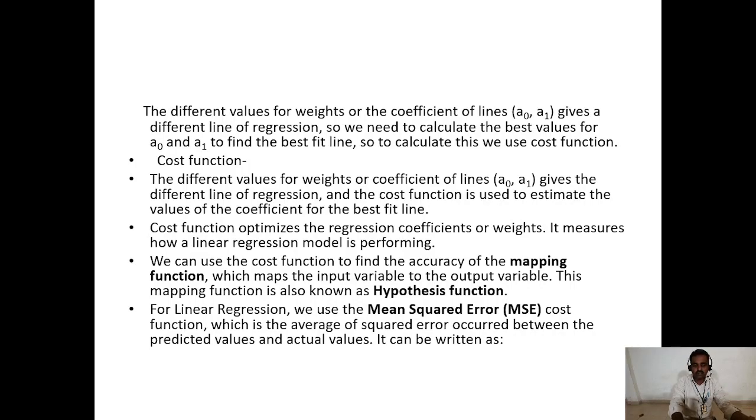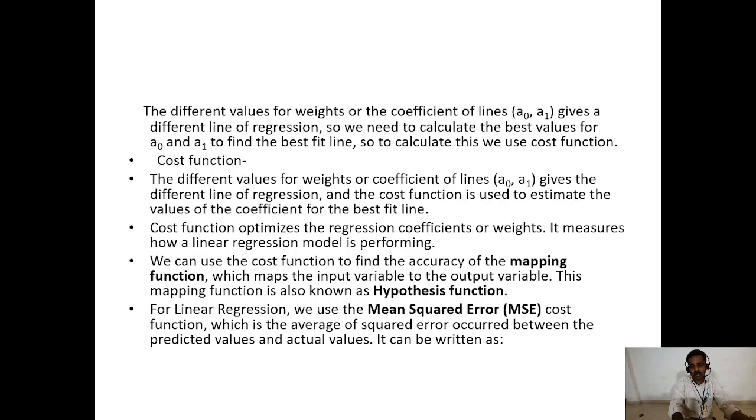What is the cost function? The different values of weights or coefficients of the line, A0 and A1, give different lines of regression, and the cost function helps estimate the values of the coefficients for the best fit line. The cost function optimizes the regression coefficients or weights. It measures how the linear regression model is performing. You can use the cost function to find the accuracy of the mapping function, which maps the input variable to the output variable. This mapping function is also known as the hypothesis function.